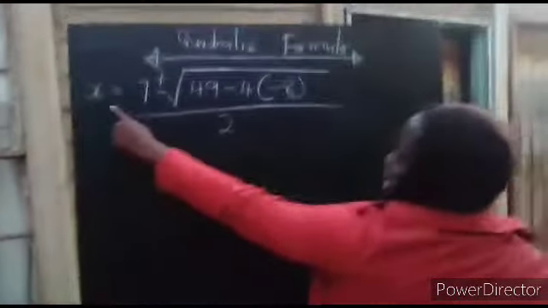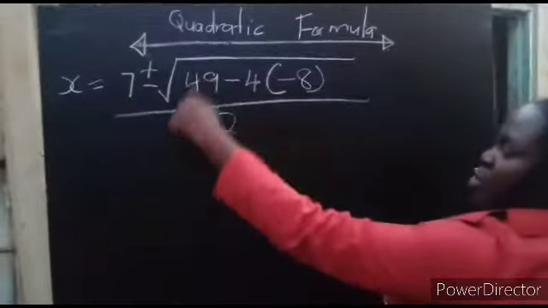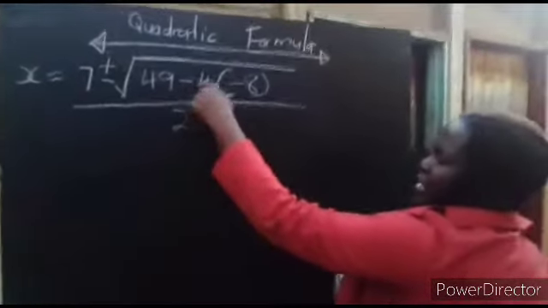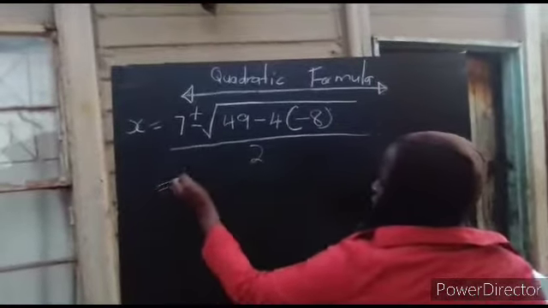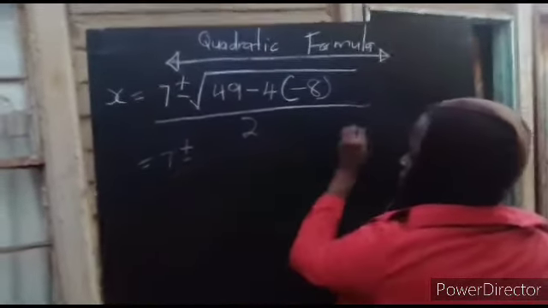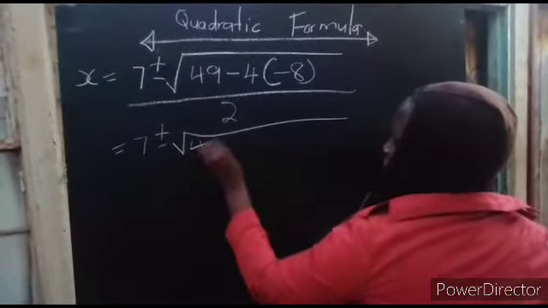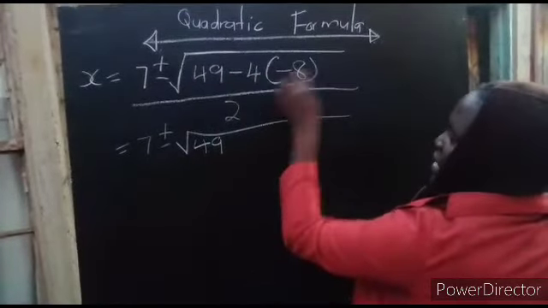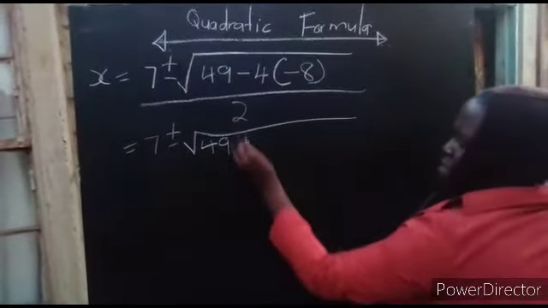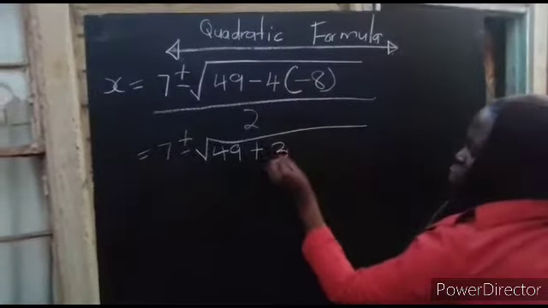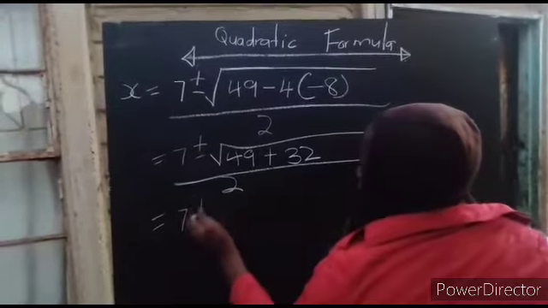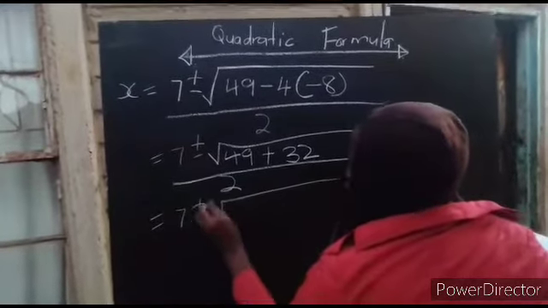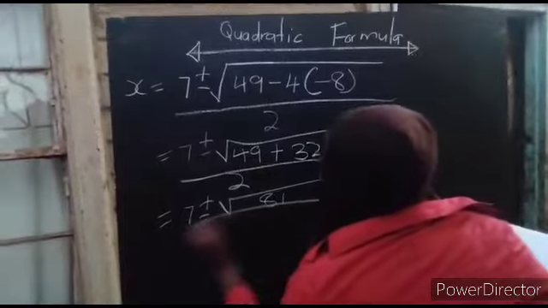So we are saying our x is equal to 7 plus or minus the square root of 49 minus 4 times minus 8. Remember our rule of BODMAS, we should remove brackets first. So it will be equal to 7 plus or minus the square root of 49 minus 4 times minus 8. A minus and a minus becomes a plus. 8 times 4 is 32, all over 2. So which is equal to 7 plus or minus the square root of 49 plus 32, which is 81, all over 2.